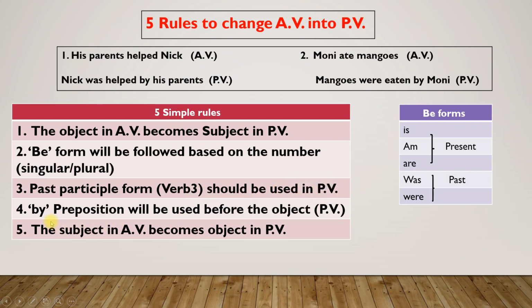And the fourth rule, the preposition by will be used before the object. So here his parents, the subject, becomes the object. Before that we should use the preposition by, right? Yes, Nick was helped by his parents.